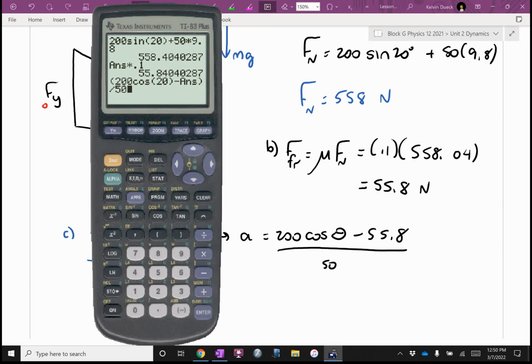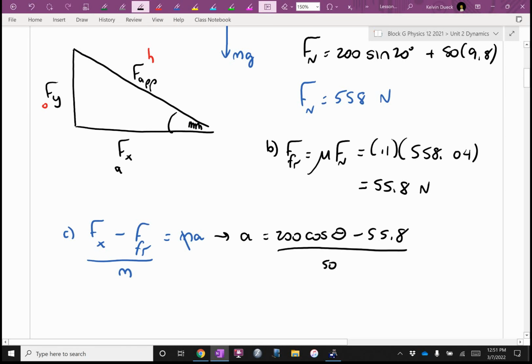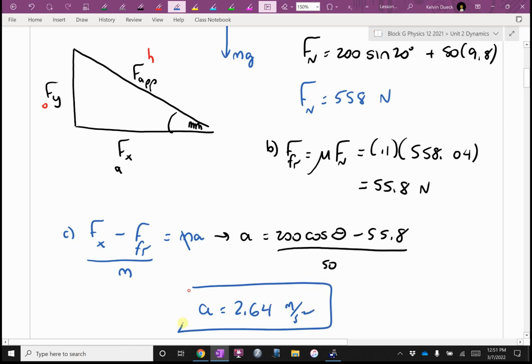I don't have any built-in error check here. It is possible for A to be bigger than 9.8. Unlikely, but there's nothing preventing that from happening if you were pushing really hard. 2.64? Okay. That's a lawnmower question. We're going to do one more.